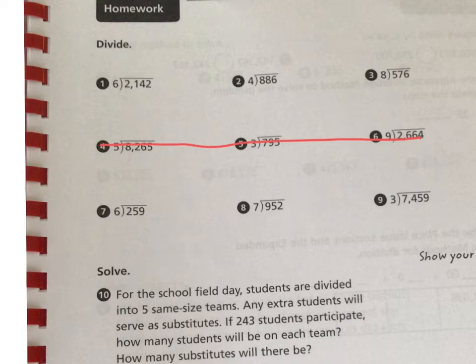All right, so just to review, we have our divide, multiply, subtract, check, and bring down. You got that memorized by now. All right, let's look at number 1. 6. How many times does 6 go into 2? 6 cannot fit into 2. So I'm going to put an X there.